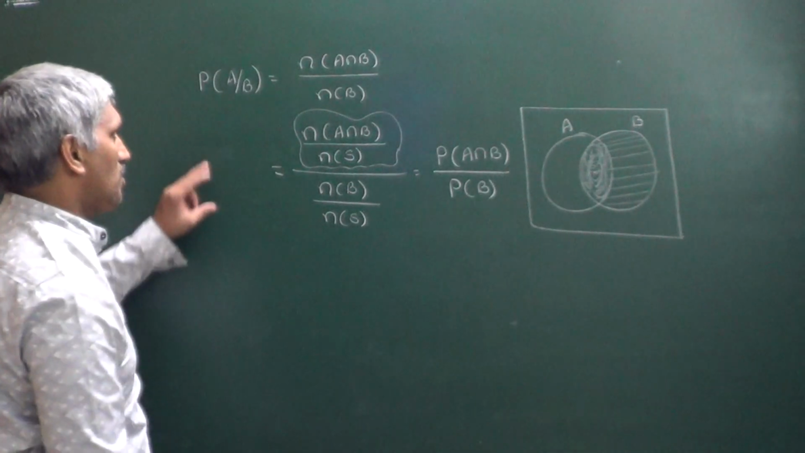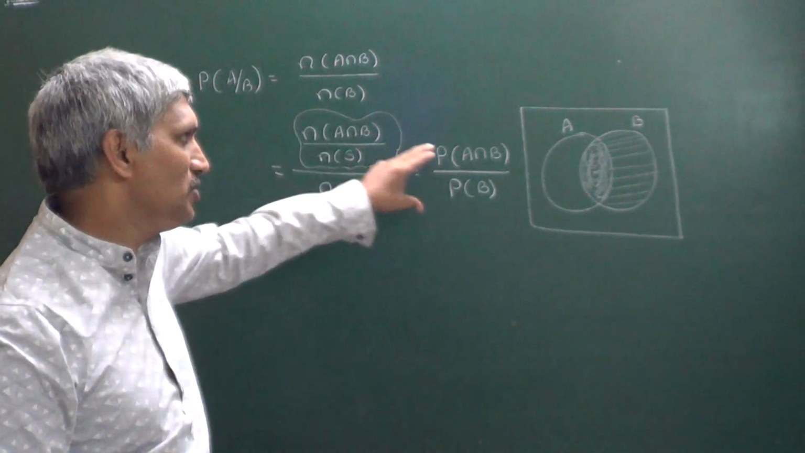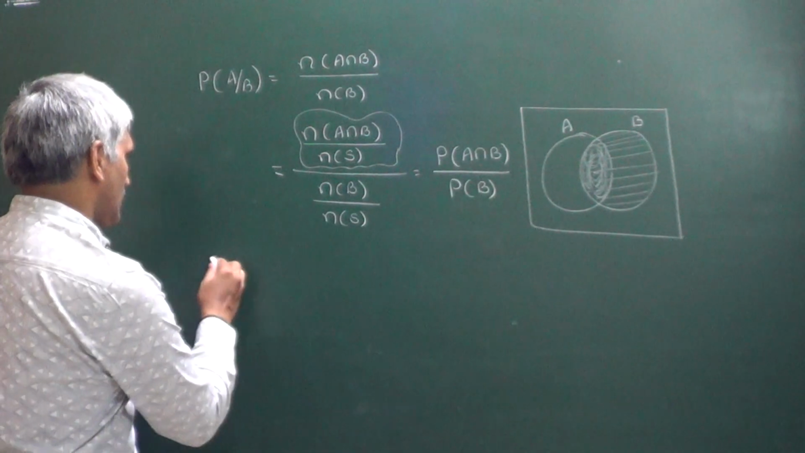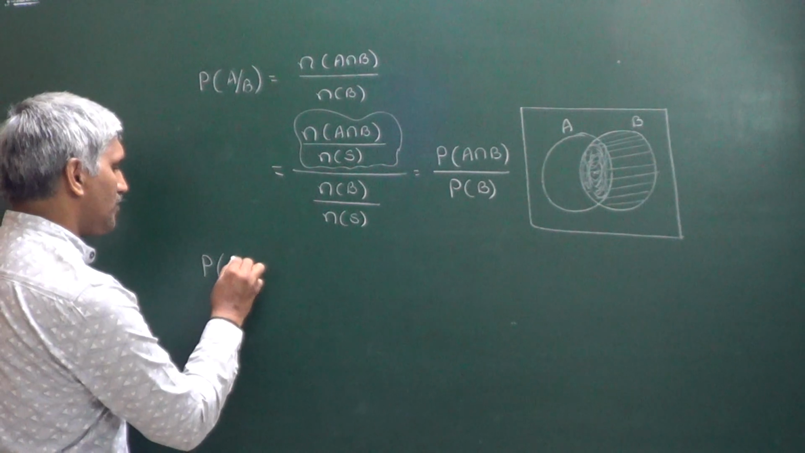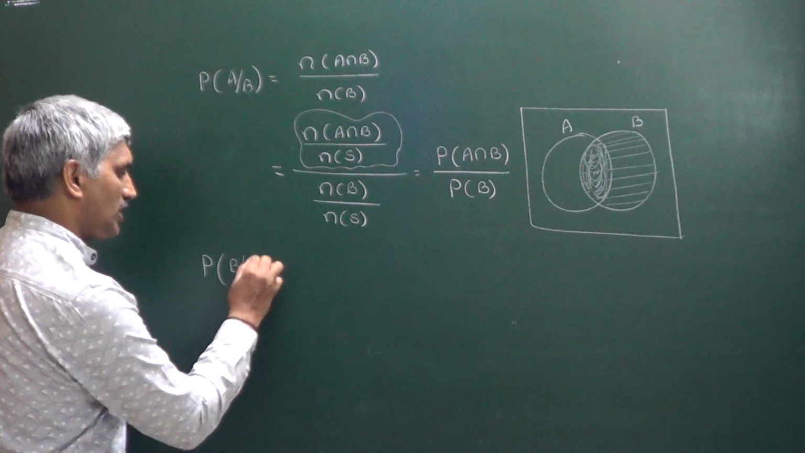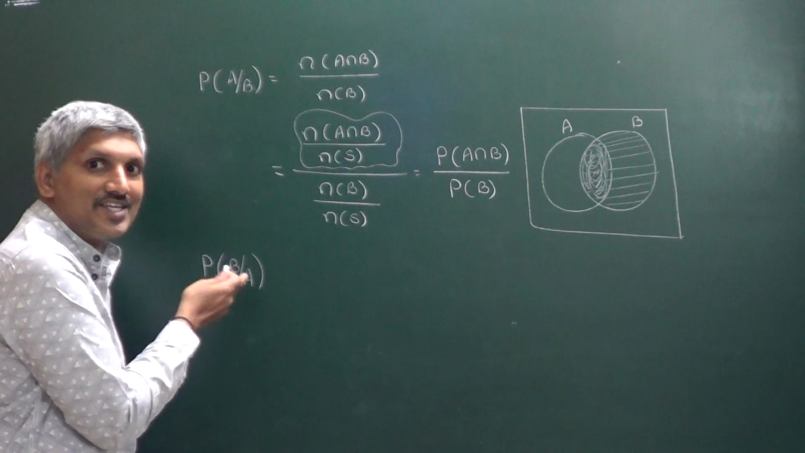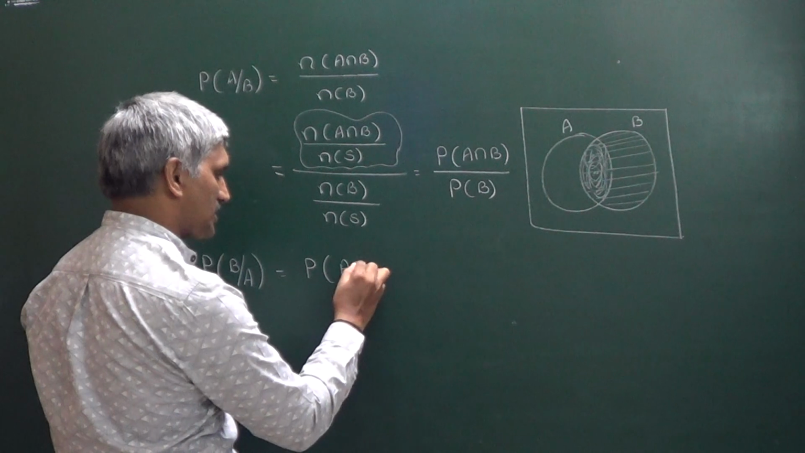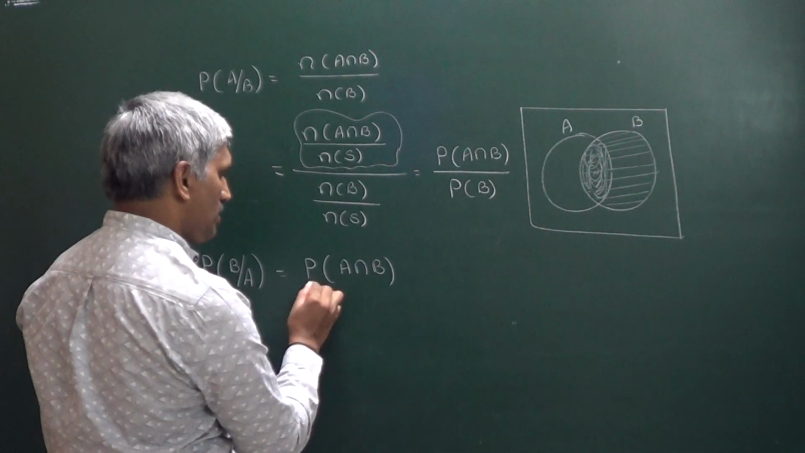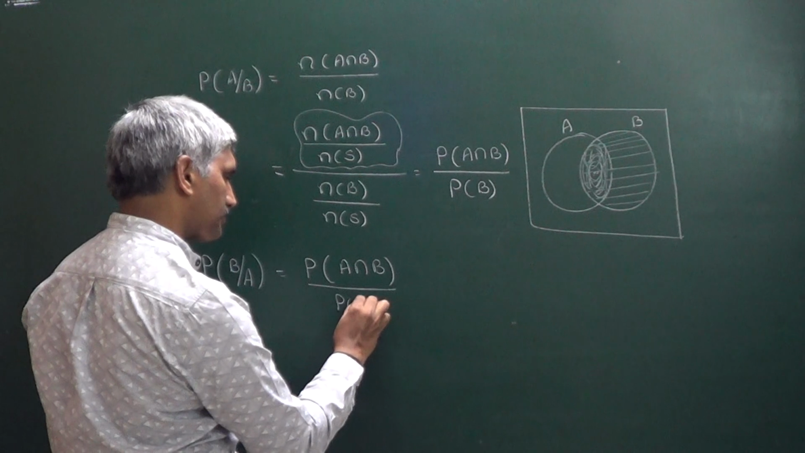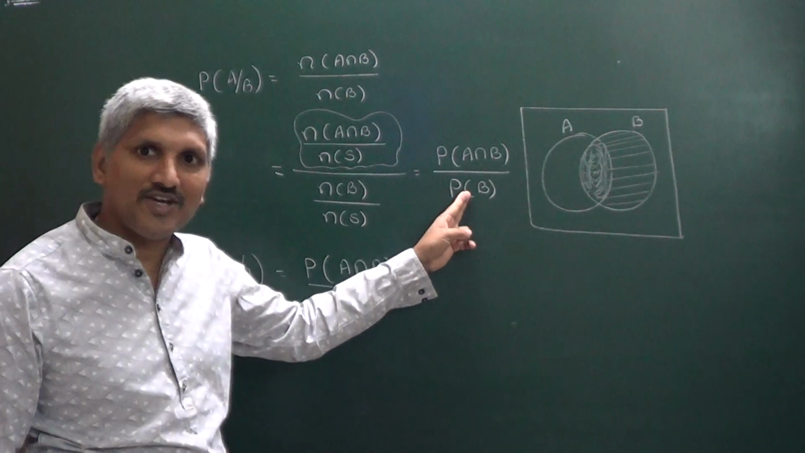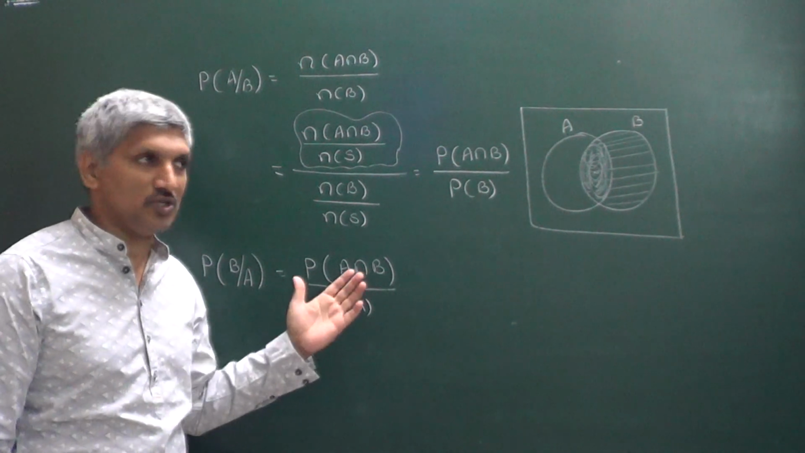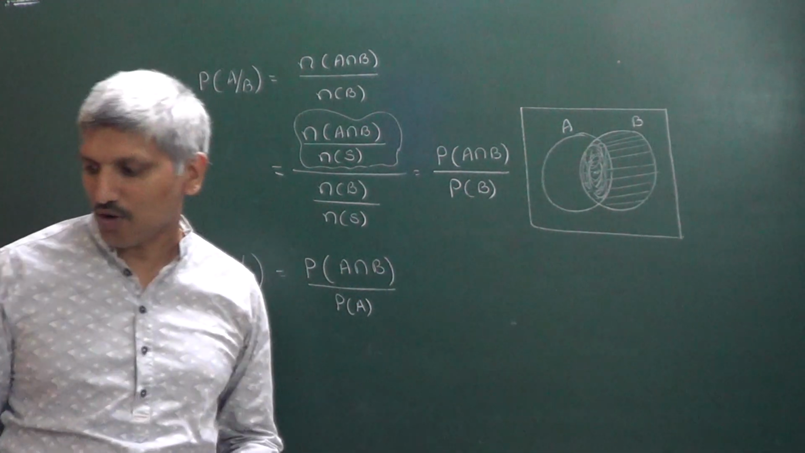So P of A by B is equal to P of A intersection B divided by P of B. In a similar way we can write P of B by A. That means the probability of B under the condition that A has already occurred is equal to P of A intersection B divided by P of A. Here P of B is not equal to 0, and here P of A is not equal to 0. That is about conditional probability.